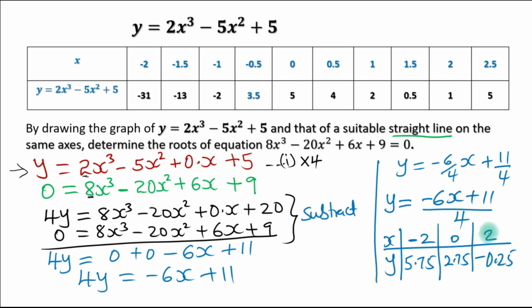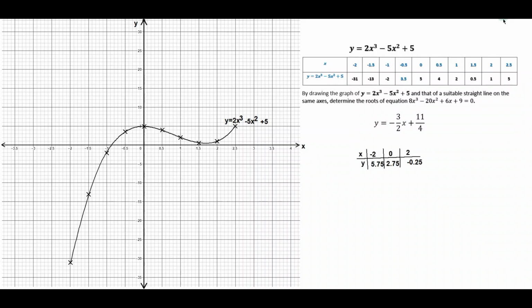We are going to use it to plot the graph. So now we can proceed, since we have found the linear equation y is equal to minus 3 over 2 x plus 11 over 4, and here is what we have.